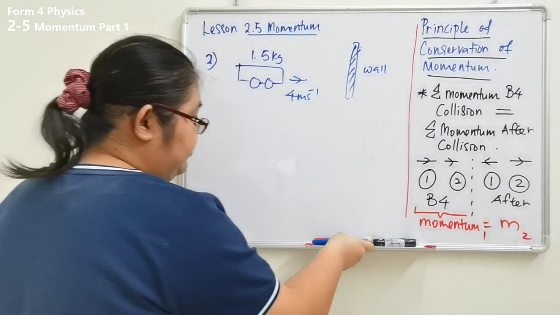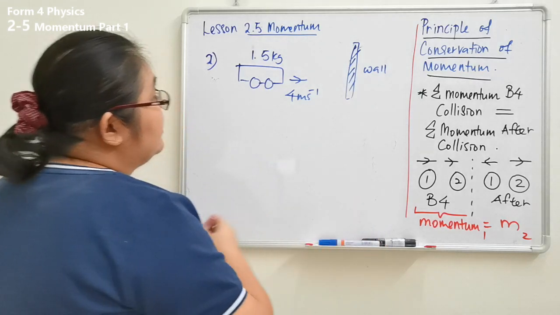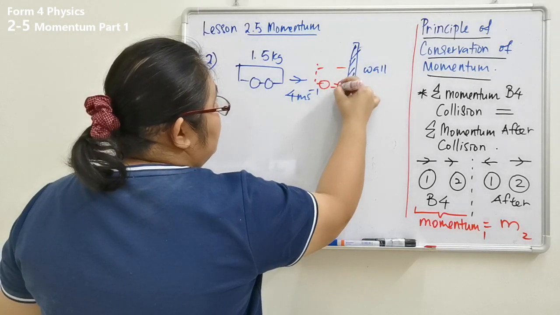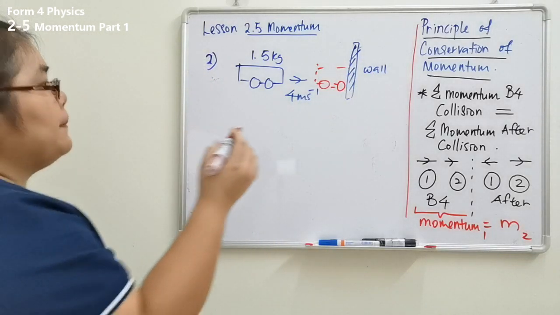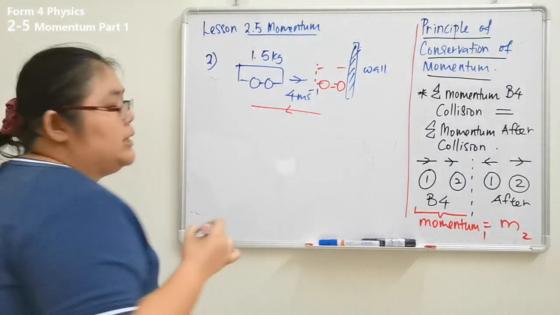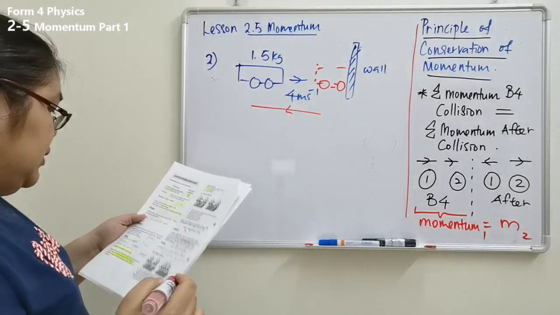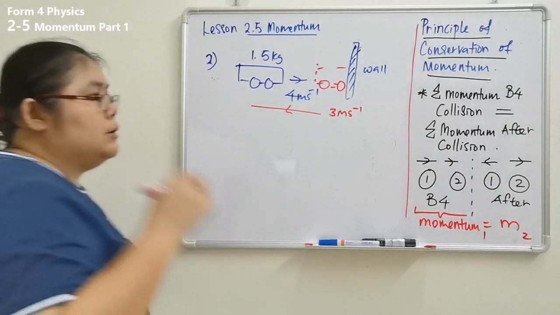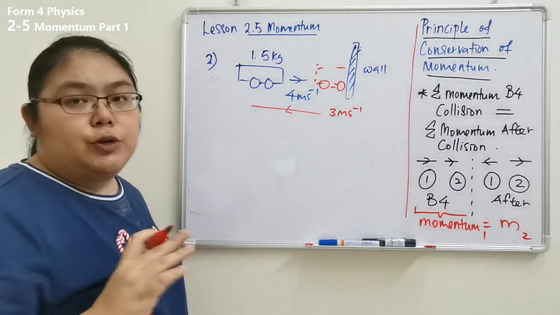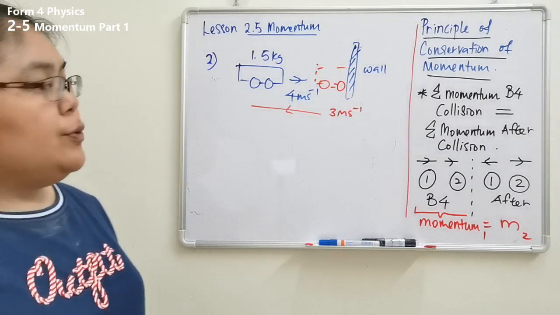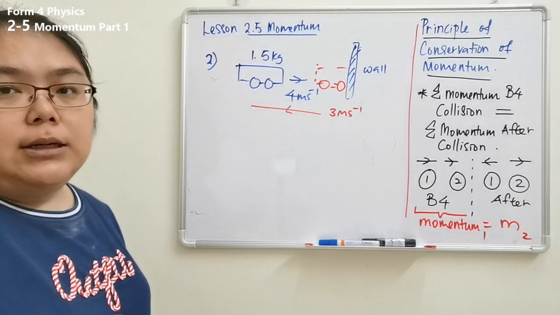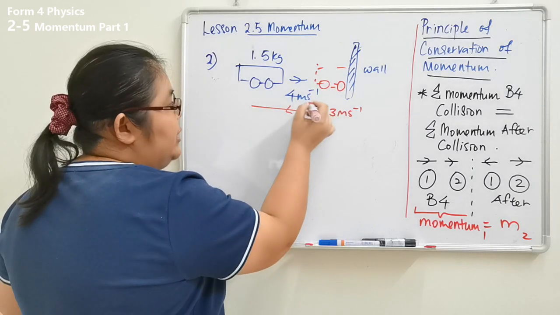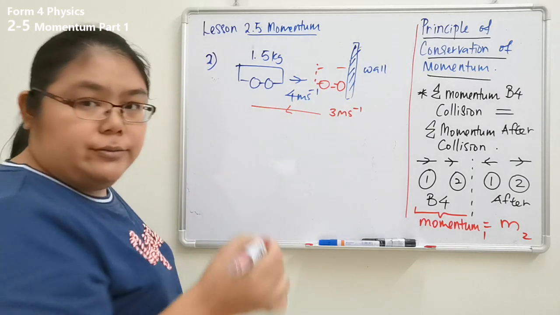Okay, after that, they move until they hit. They move here, then they hit the wall and come back. They hit the wall and come back with the velocity 3. So from here, one of them should be negative. What we need to do, normally, is take the final reading as the positive direction.